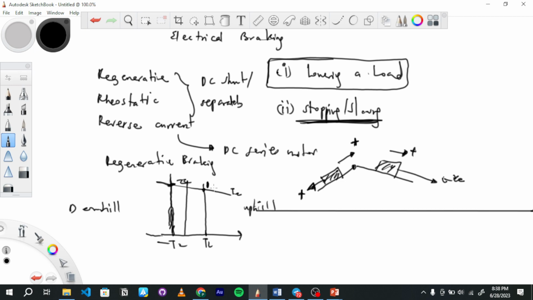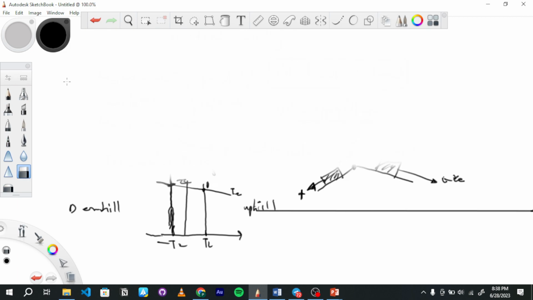Okay. You can see that in regenerative braking of a bidirectional torque load, the speed remains positive, but the torque becomes negative. That's what you must know.